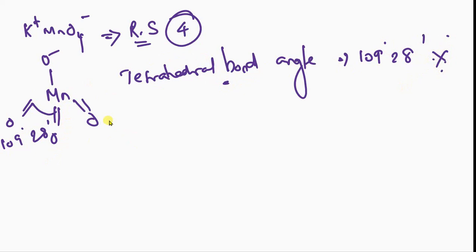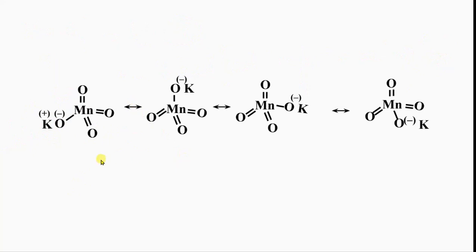This is important. Now let us go for the proper resonating structures. This is what we had done here. Listen here. First, the negative charge lies on this oxygen atom, second on this oxygen atom, third here, and fourth here. So the negative charge keeps moving, it is not fixed, so four different resonance structures are possible.